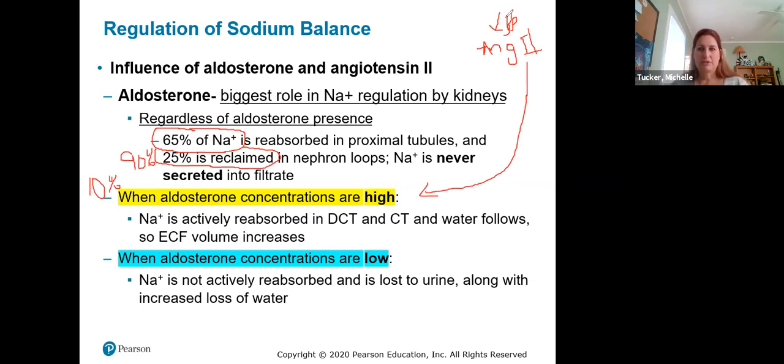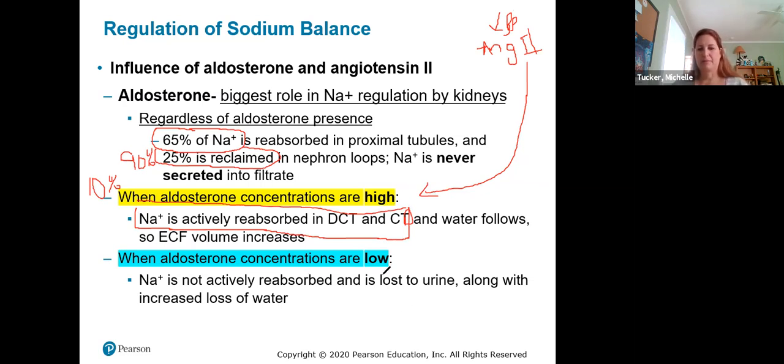So decreased blood pressure, usually due to a decrease in blood volume. It's going to cause sodium to be actively reabsorbed in the distal convoluted tubule. And I'm sorry, this should be collecting duct. And water follows, extracellular volume increases. So then we get an increase in blood pressure as well.